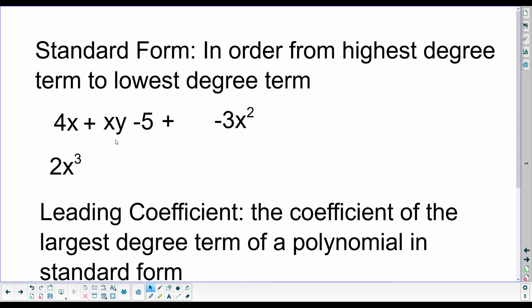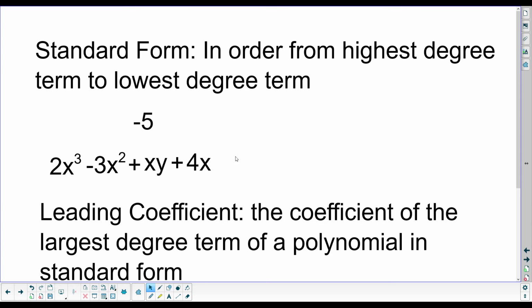Then the second ones are the quadratic terms. So I'm going to put the quadratic terms next. And it doesn't matter which one comes first. I'm going to put this negative 3x squared first, and then I'm going to put xy after that, so plus xy. And then I'm going to write the next lowest term, which would be degree 1, the linear terms. And there's only one of those, so I'm going to say plus 4x. And then the constant term is always going to go on the end, so negative 5. So there I have that polynomial in standard form.